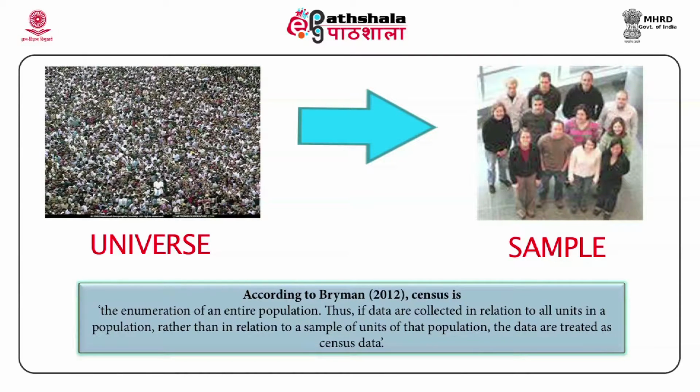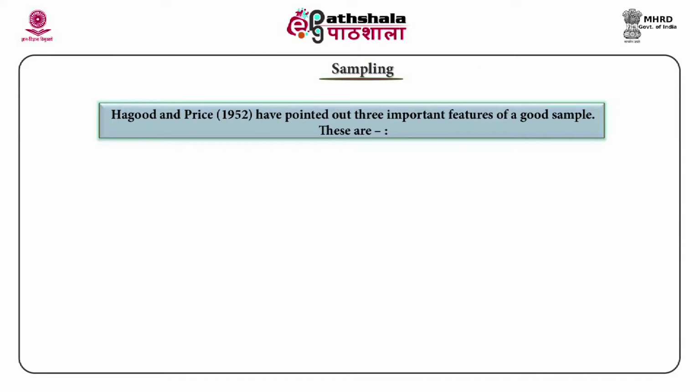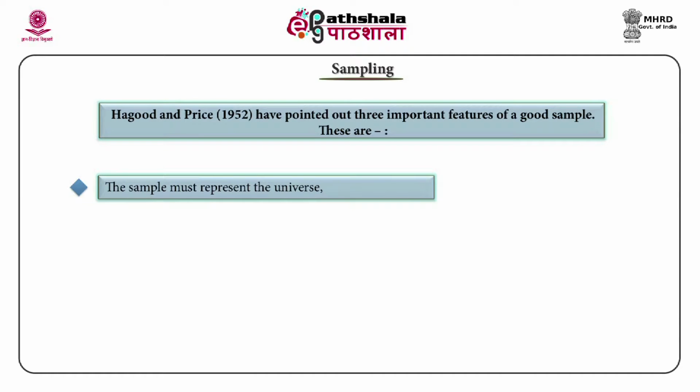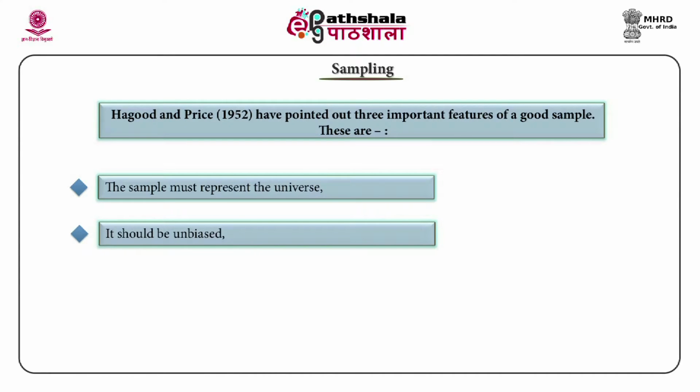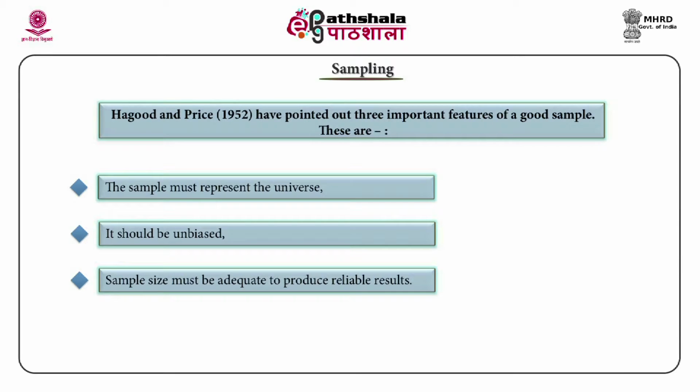When the research is conducted on the entire universe, that is, when information is collected from each and every individual of the population, it is called census. Now, we should look at the features of a good sample. These are: sample must represent the universe. It should be unbiased. Sample size must be adequate to produce reliable results.